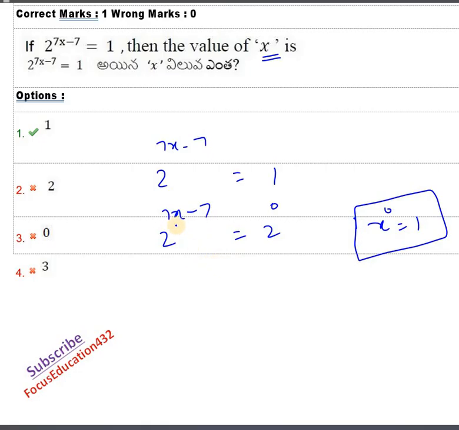So 2 power 0 is 1. Now, what is the rule we have studied? If you have the base as same, then the powers will be equal. That is what we have studied.